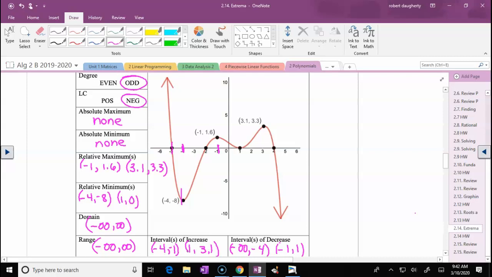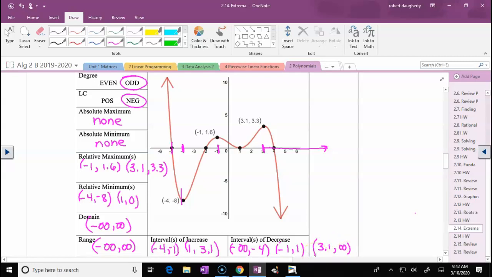Which axis am I traveling on? X or Y? If I'm sitting here at 3.1, I'm traveling on the x-axis. Where am I going to? I'm going to positive infinity. It's a common thing to say, oh, it's 3.1 to negative infinity. No, you travel on the x-axis, so these intervals are all x intervals. The next interval of decrease is from 3.1 to positive infinity.